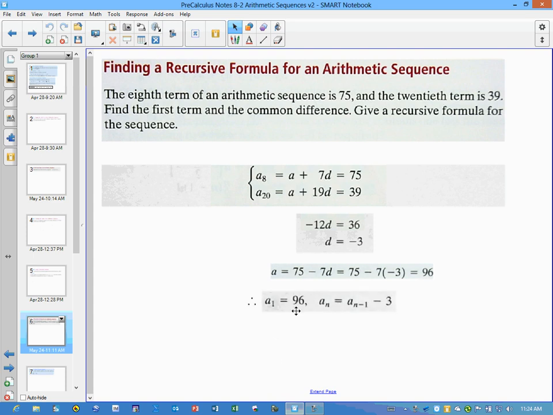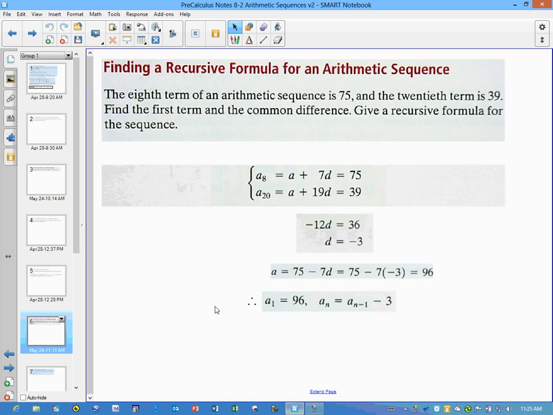Therefore, a sub 1 is 96, and recursively, we could write this as a sub n is a sub n minus 1 minus 3. In other words, to get any term of the sequence, you simply subtract 3 from the previous term. So that's one way we could write it recursively. As a side note, we could also say that a sub n plus 1 would equal a sub n minus 3. That would be really saying the same thing.